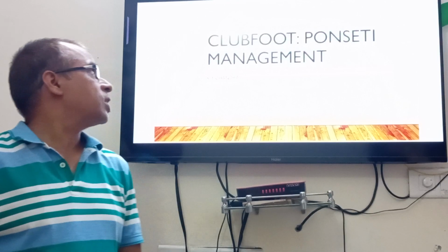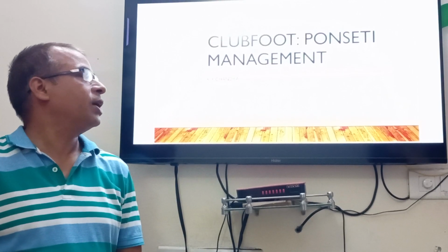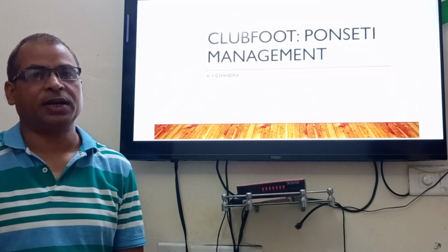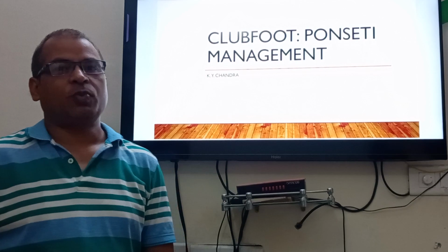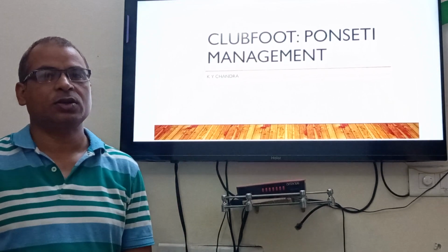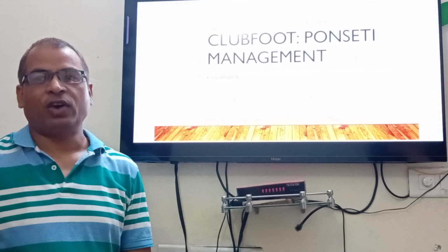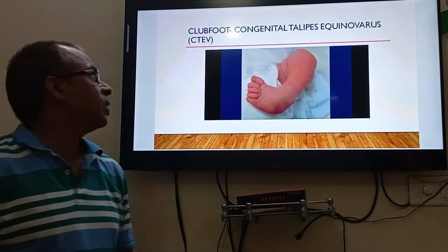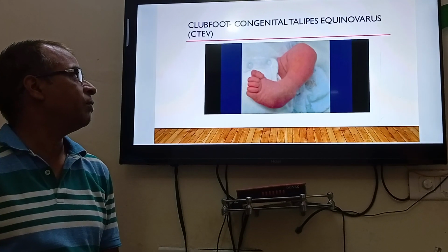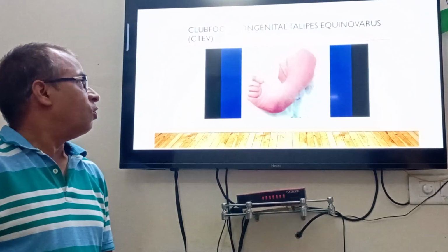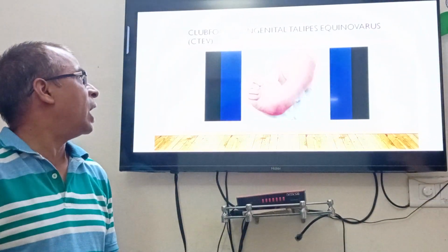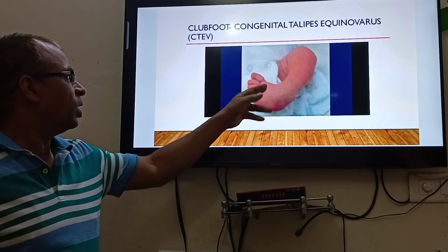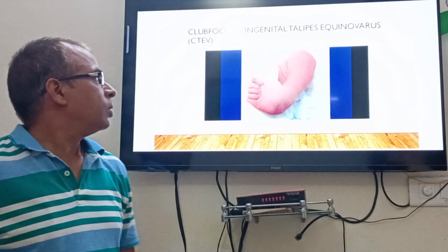Today I will discuss clubfoot and its Ponseti management, the Ponseti technique for correction of clubfoot or CTEV, that is congenital talipes equinovarus. This clubfoot is also called congenital talipes varus. So there are different deformities. This is the typical picture of a clubfoot.